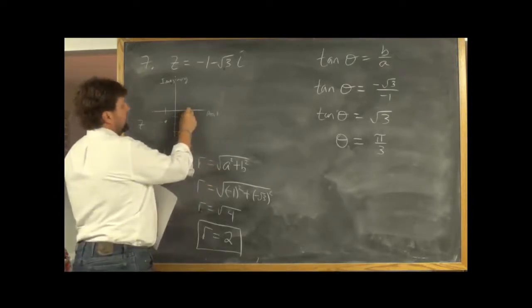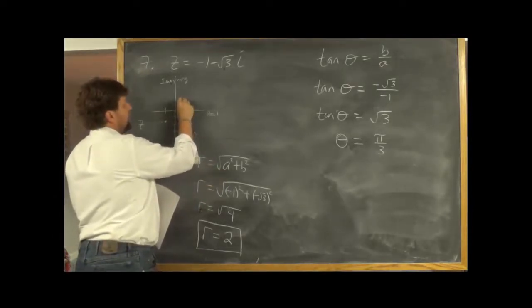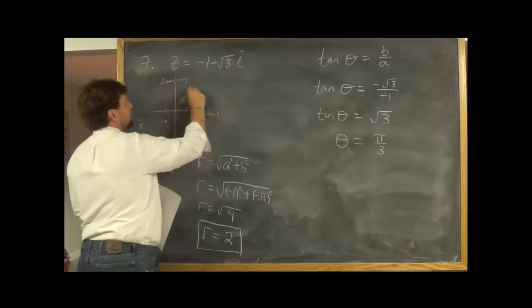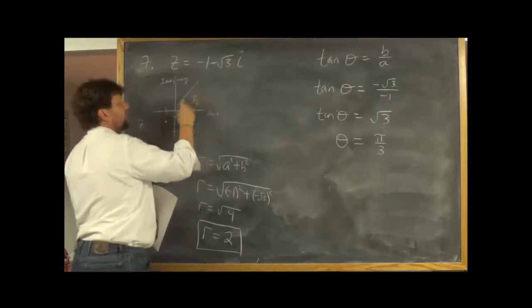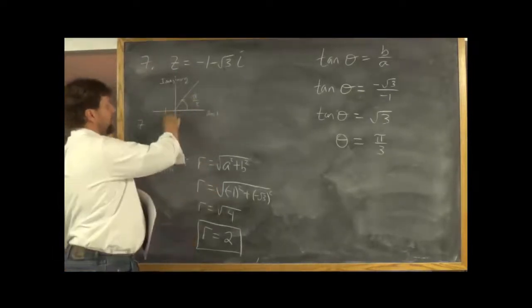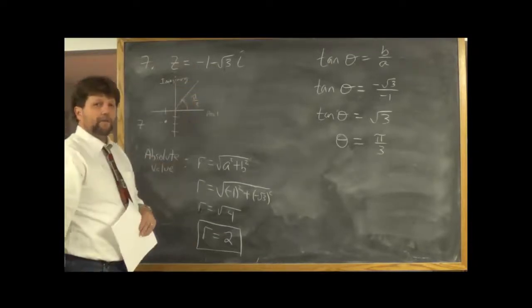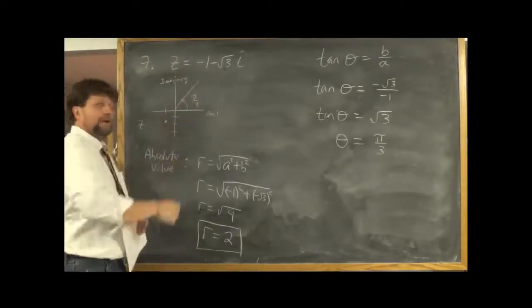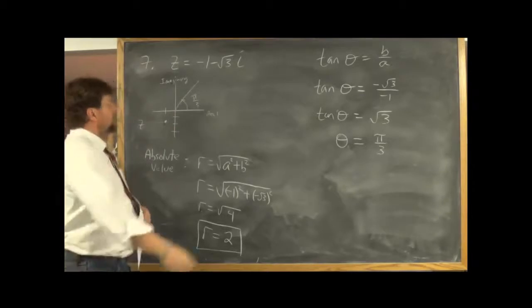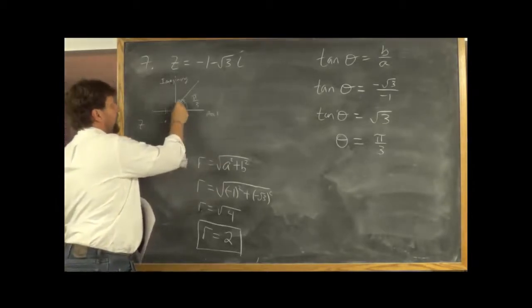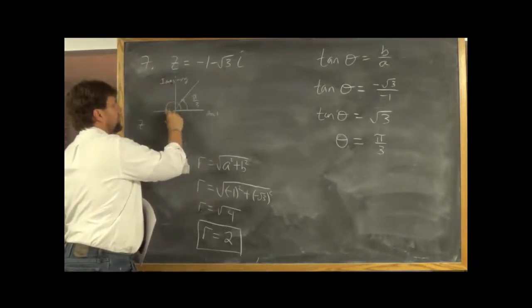Pi over 3 is an angle that would terminate about right there. So there's pi over 3. My point isn't up here in quadrant 1. My point's down here in quadrant 3. So how am I going to get an angle that brings me to here?